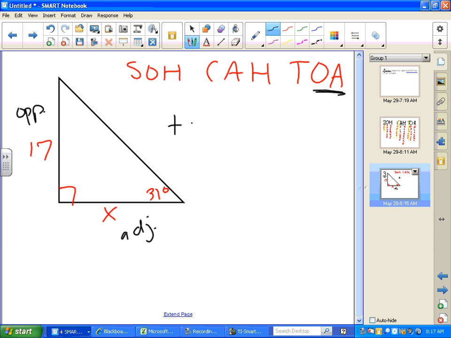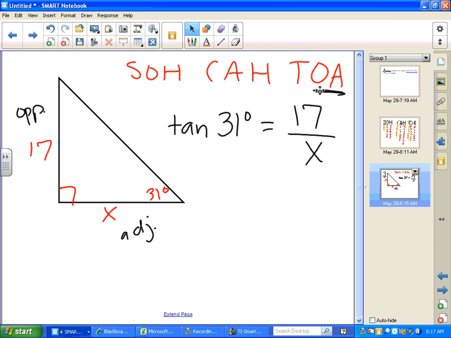Here's how this works. Tangent of 31 degrees equals, you always go with the degree that they give you, equals the O, which is opposite, 17, over the adjacent, which is X. This is our trig proportion, which you could also say is your trig ratio. Is this how you learned it?